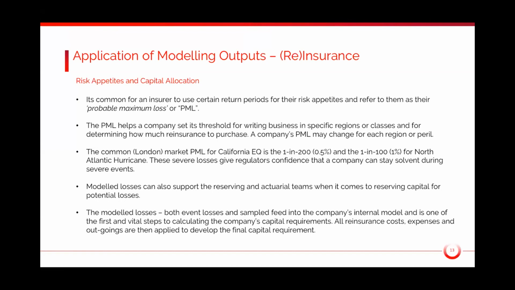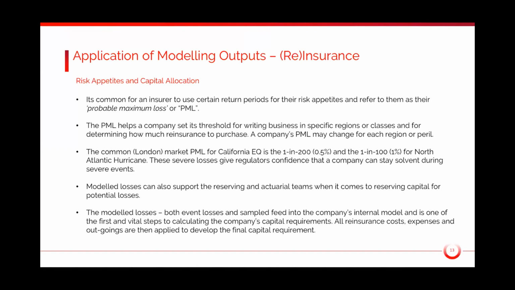In the London market, in my experience, a common market PML for California quake, which we know is a high hazard peril, is the 1 in 200, so the 0.5% probability. And for North Atlantic hurricane, it's usually the 1 in 100, although I have seen some companies also use the 1 in 200. These are quite severe losses, quite far down on a loss curve. So these severities give regulators and the company confidence that the company can remain solvent and essentially not go bust if they are hit by quite a severe event.